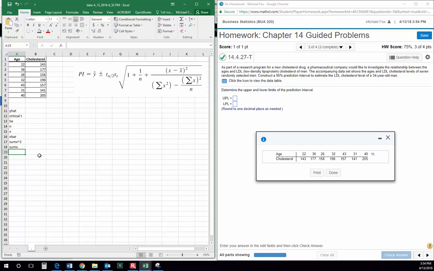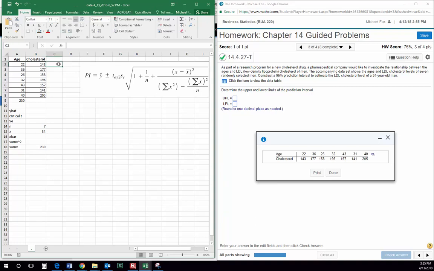So now we can go through this and figure out what we know right off the bat. We want to find the LDL cholesterol for a 34-year-old man. Or actually, we want to find the prediction interval. So we know X is 34. We know N is the number of ordered pairs: 1, 2, 3, 4, 5, 6, 7. To find the sum of X, we'll just take the sum of all the X values. So that's 230. And to find the sum of X squared, we'll have to add a little column over here for X squared.